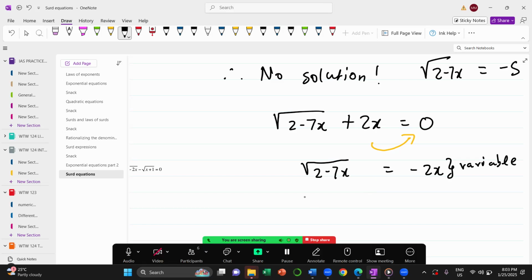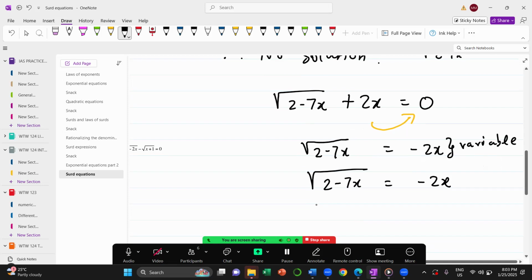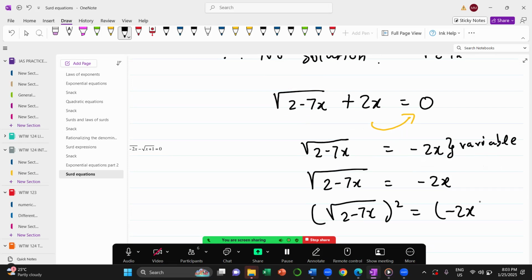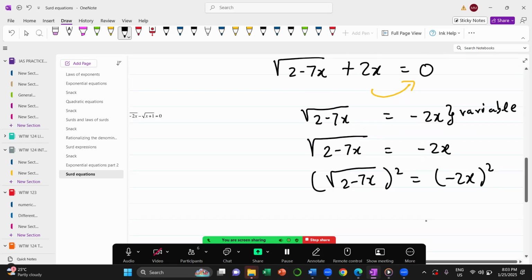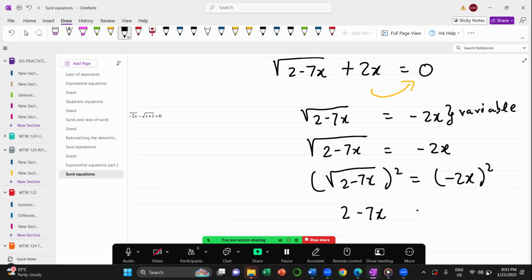So the problem is saying square root of 2 minus 7x is equal to negative 2x. I want to eliminate this square root on this side, so I have to square it. You guys agree? I have to square both sides. So I'm going to have square root of 2 minus 7x all squared equal to negative 2x all squared. Is that okay? Yes, sir.